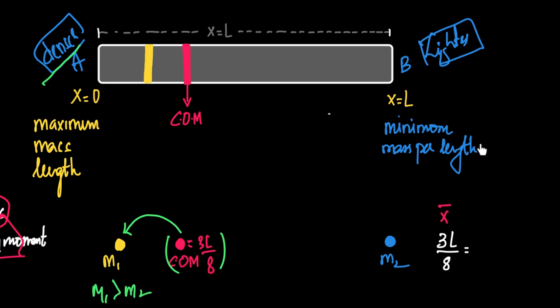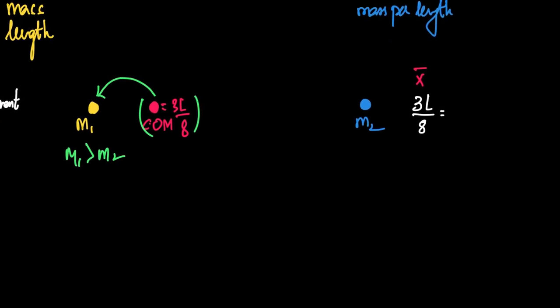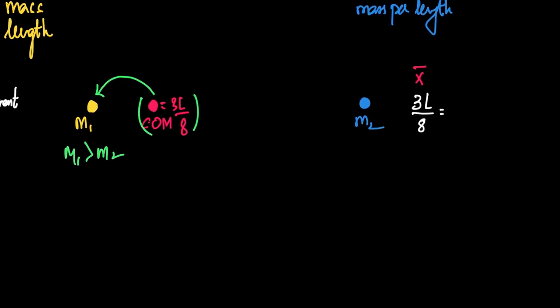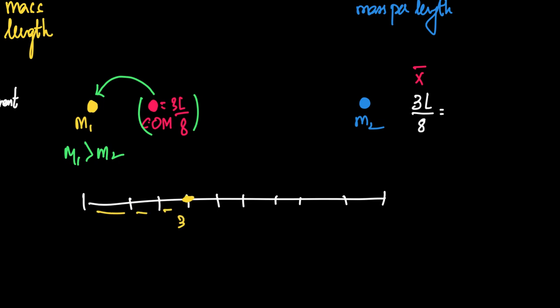Now, some of us may wonder, how do you identify 3l by 8? So what is 3l by 8? It implies that if you divide this length between M1 and M2 into 1, 2, 3, 4, 5, 6, 7 and 8 equal parts, then we have this position 1, 2, 3, this much position. This will be 3 by 8, the position of the center of mass. I hope that makes sense.